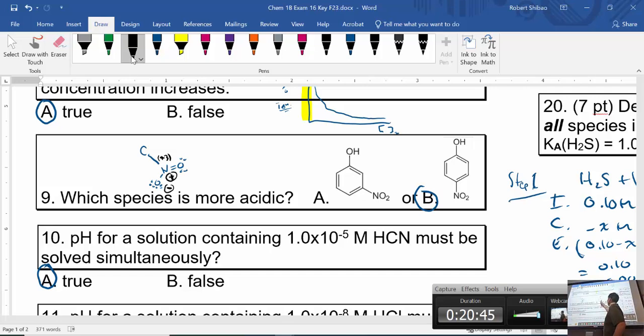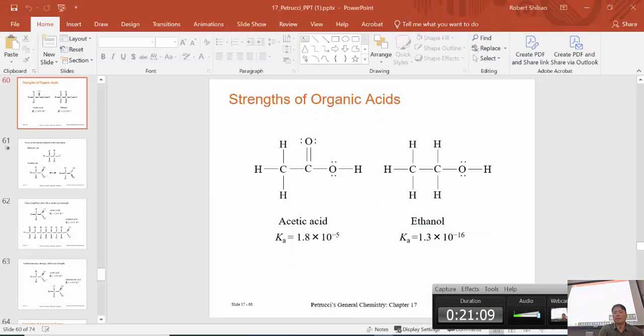But you know, we have nitro groups here, but then we have this. Do you know what this ring is called? This is a benzene ring. And it turns out that phenol, which is this, is, you know, most alcohols have a very, very small, like a negligible Ka.